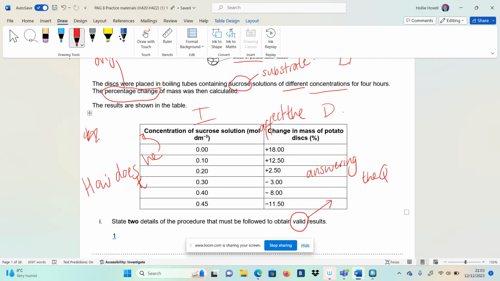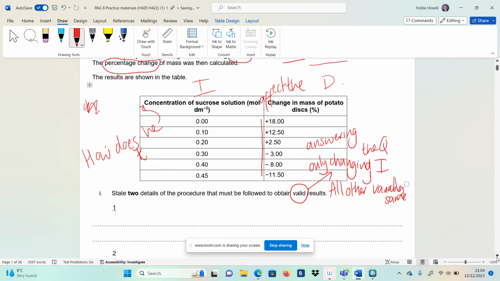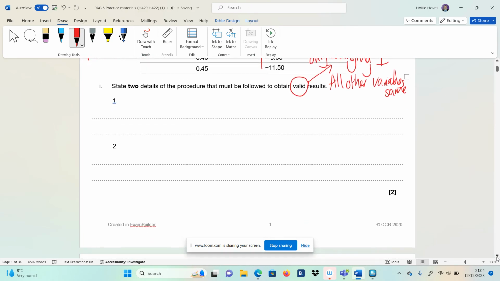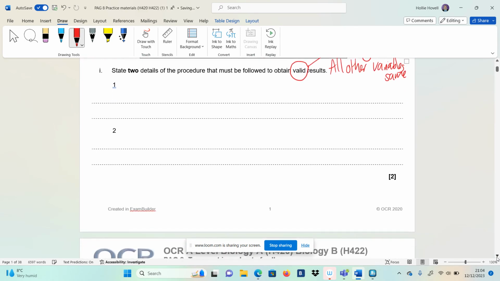Okay, so how can we be sure that these changes here that we've recorded are due to the change in sucrose solution and not due to another factor? That's what valid means. Okay, so we need to make sure that we're only changing the independent variable, so we're only changing the concentration, and all other variables are being kept the same. So basically that's what valid is always going to mean. Is it how do we know that our results are answering the question? How do we know that our investigation is answering the question we set out to achieve? Okay, and to do that, you need to always change just the independent variable and keep all other variables the same. So we know that we're changing the concentration.